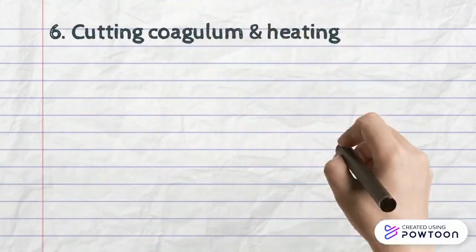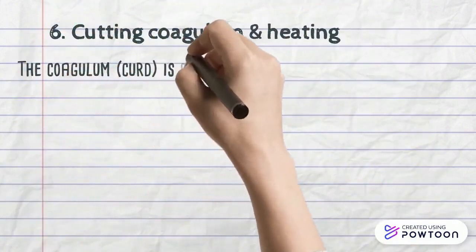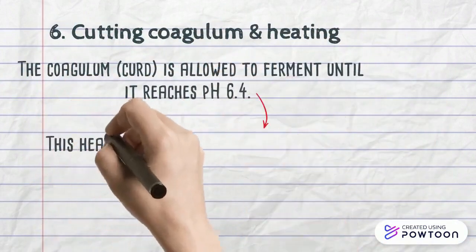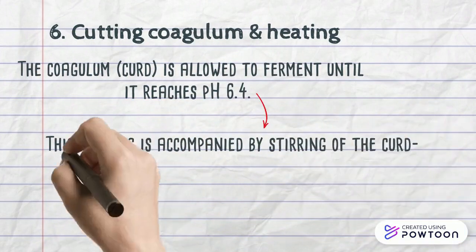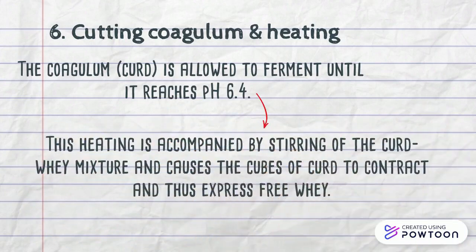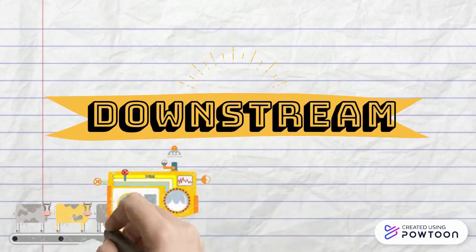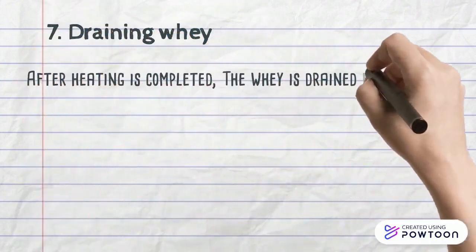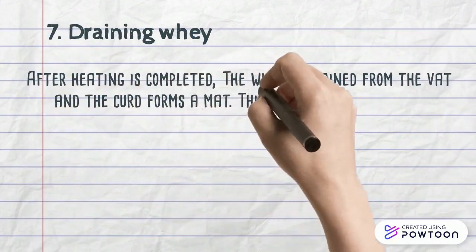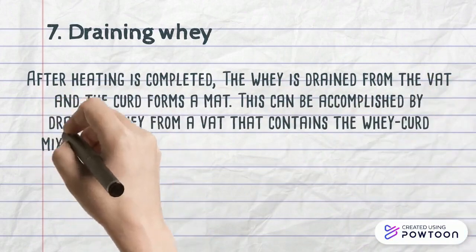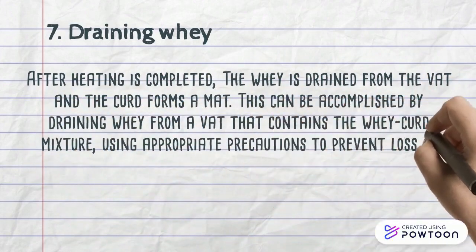Cutting coagulum and heating. The coagulum is allowed to ferment until it reaches pH 6.4. This heating is accompanied by stirring of the curd whey mixture and causes the cubes of curd to contract and thus express free whey. Draining whey. After heating is completed, the whey is drained from the vat and the curd forms a mat. This can be accomplished by draining whey from a vat that contains the whey curd mixture using appropriate precautions to prevent loss of curd.